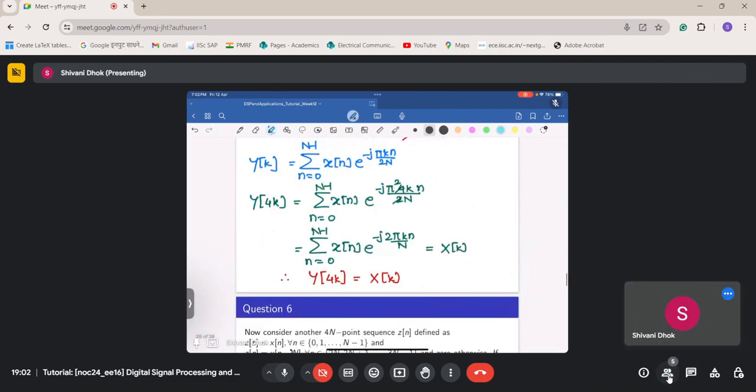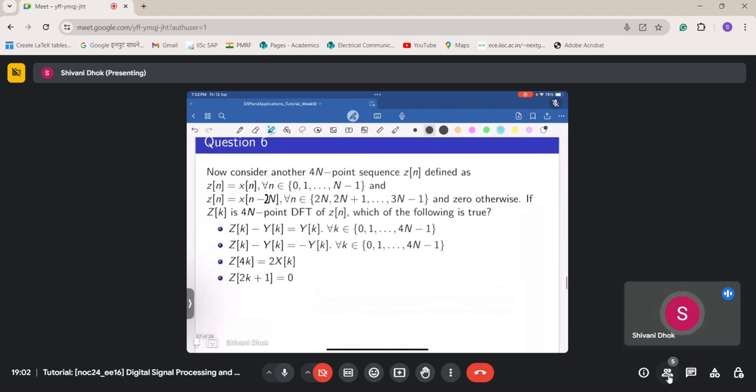Okay, fine. If there are no questions, then let me move on to the sixth question. It says now consider another 4N-point sequence. Again, I have a 4N-point sequence z of n defined as z of n is equal to x of n for n ranging from 0 to N minus 1, and z of n is equal to x of n minus 2N for n ranging from 2N to 3N minus 1, and 0 otherwise. Now Z of k is a 4N-point DFT of z of n, then which of the following options are true?